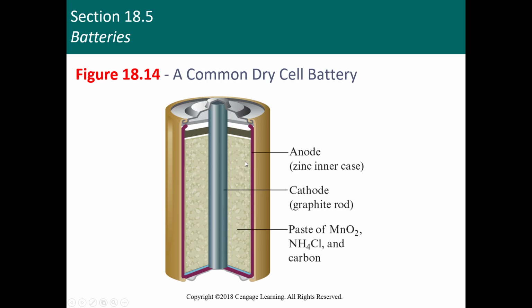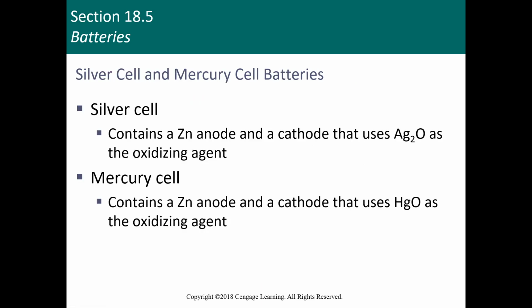And that's your typical AAA, AA, D cell, whatever battery you're talking about. They actually standardize these and make them pretty much the same for all of them, and they just stack a certain number of them to give you your voltage. Anyways, the mercury cell contains a zinc anode and a cathode that uses mercury oxide as your oxidizing agent.